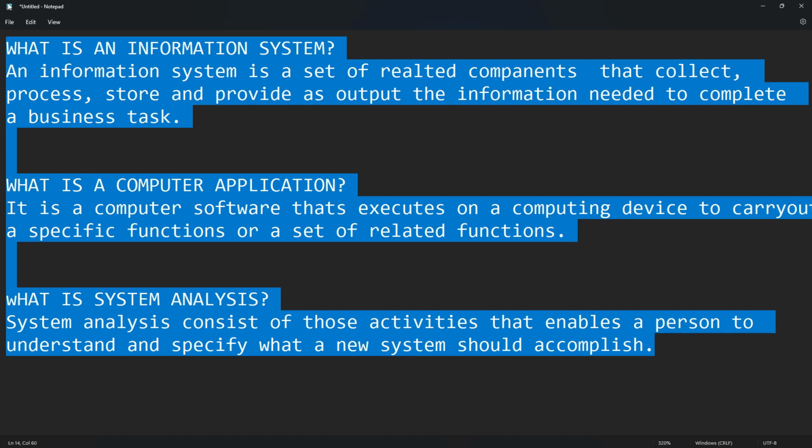Now let's move on to system design. What is it exactly? System design consists of the activities that enable a person to explain in detail how a system should be implemented to provide the needed solution. You see, sometimes you can have the system, you can have a WordPad, or let's assume you are using WordPad. Let's assume there's a computer system. There's an information system in there, sorry.